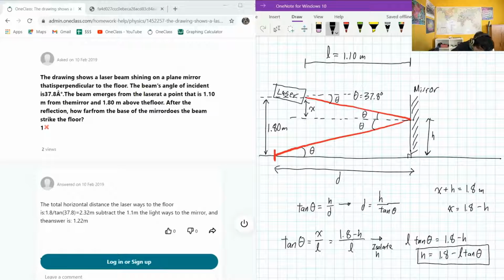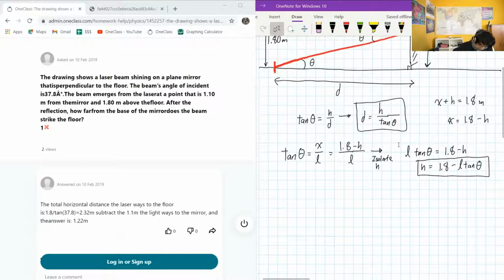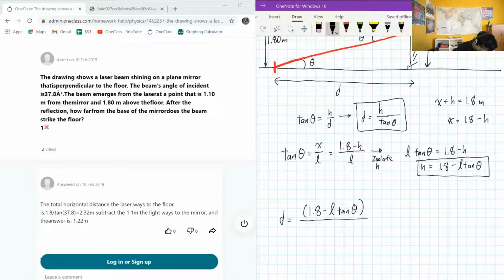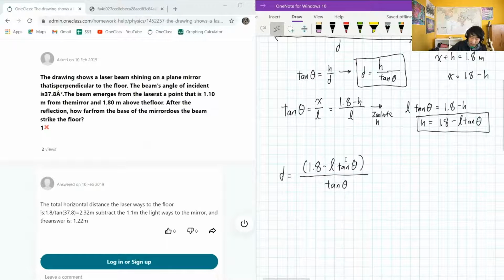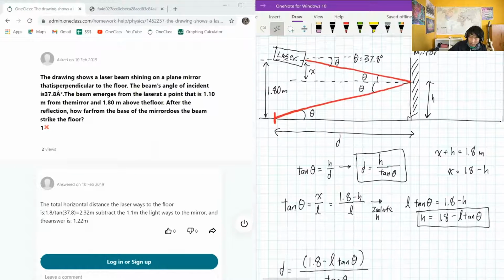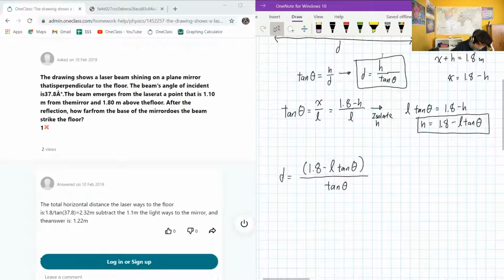Okay, so we have this h expression, and we have this. Combining these two situations together, if we have d equal to 1.8 minus L tan theta all over tan theta, this should give us the d value that we're looking for, which is how far from the mirror the laser is going to contact the ground. Okay, so we know that L is equal to 1.1 meters, and we know that theta is 37.8 degrees. So let's sub these in.